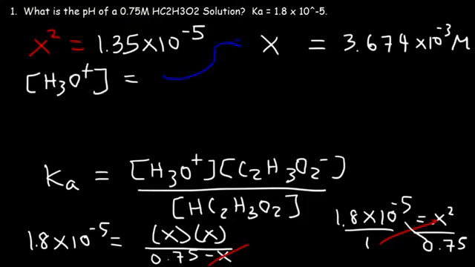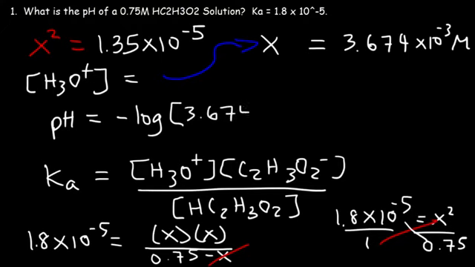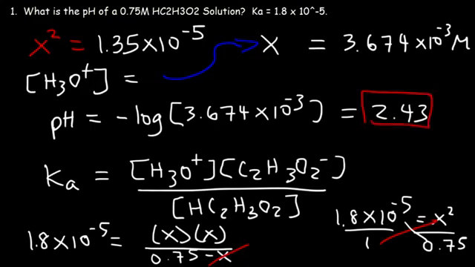Now that we have the concentration of H3O+, we can calculate the pH of the solution. The pH is equal to the negative log of the hydronium ion concentration. So it's the negative log of 3.674 times 10 to the minus 3. So you should get about 2.43. So that's the answer for this problem. That's the pH of the solution.